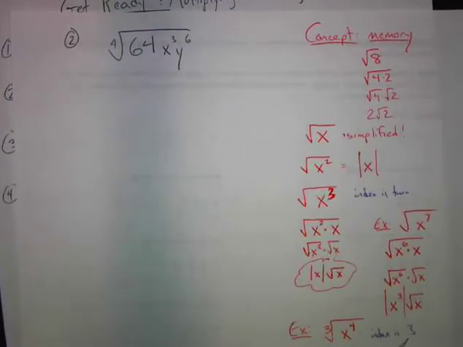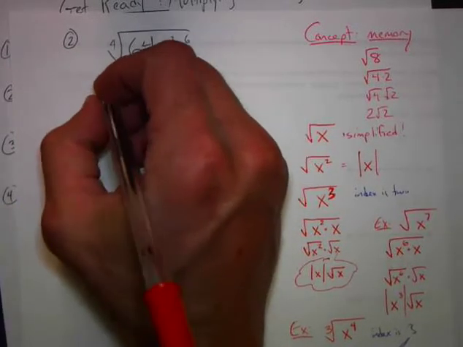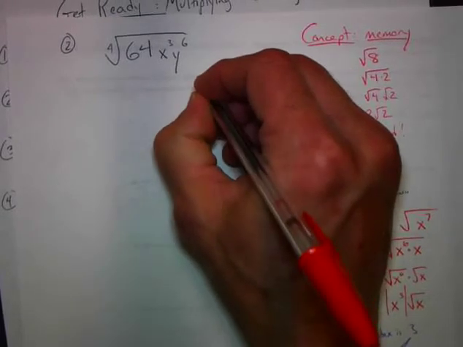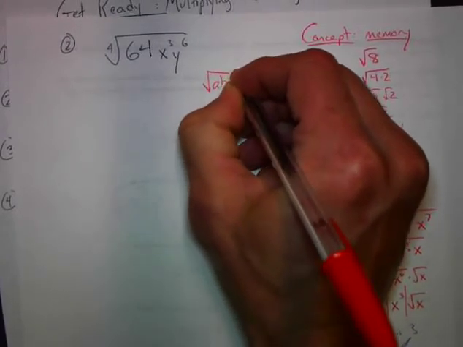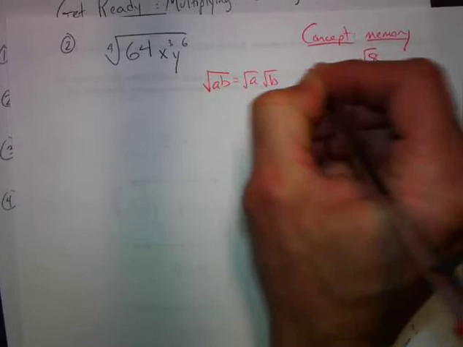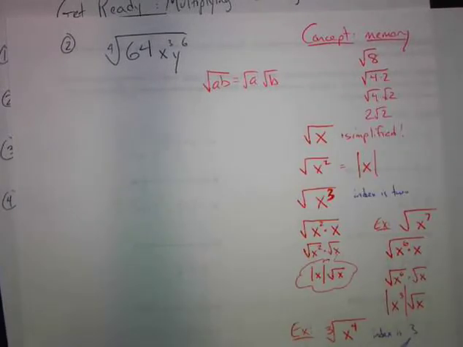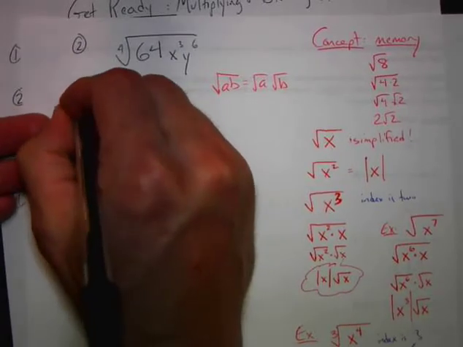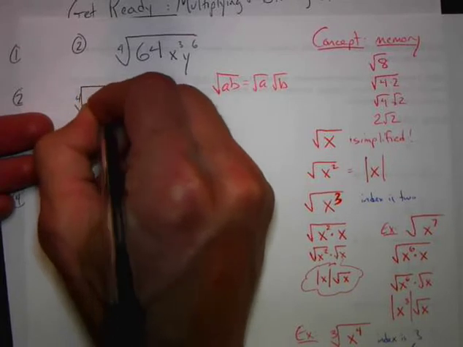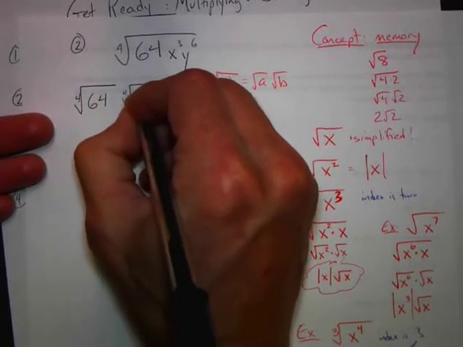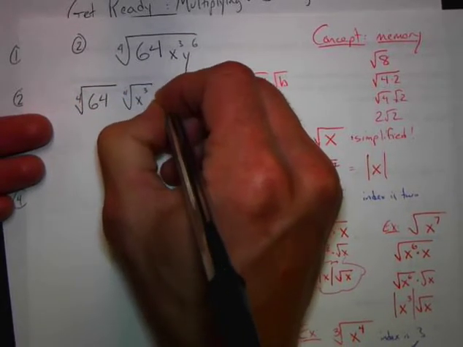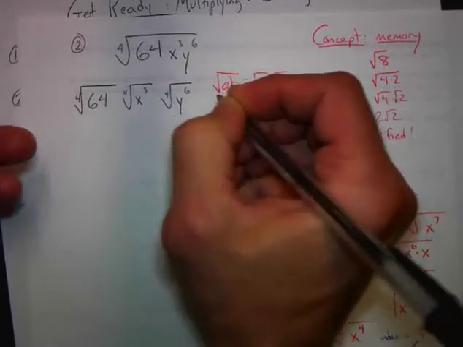Now we have the fourth root of 64 times x to the third power, y to the sixth power. So what we can do is exercise the first rule. Remember, the square root of a times b is equal to the square root of a times the square root of b. So let's go ahead and do that with this. We'll take the fourth root of 64 times the fourth root of x to the third power times the fourth root of y to the sixth power.